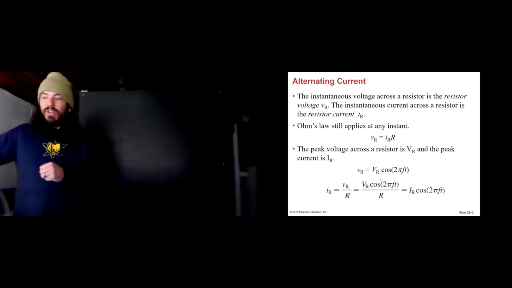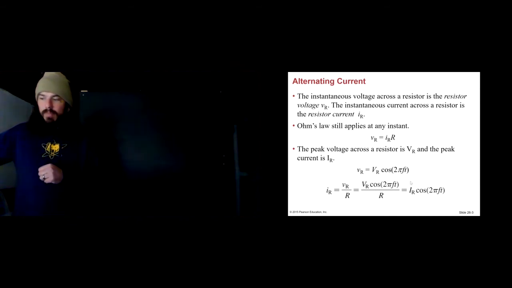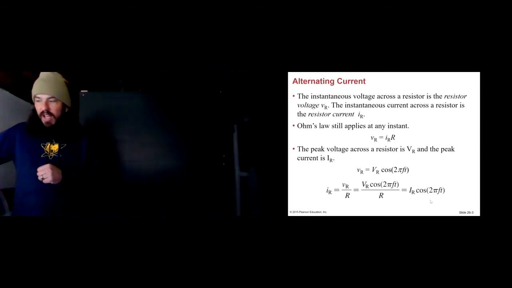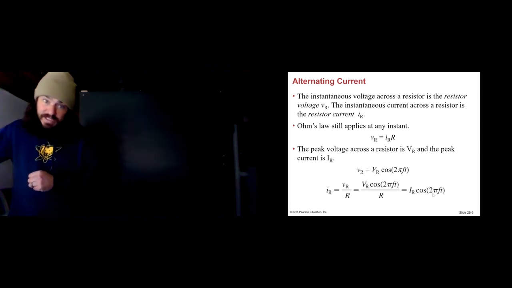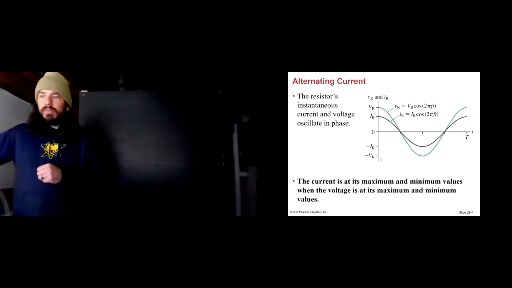And so since we can write the voltage in this way across a resistor, then we can write the current in this way. Again, notice here the instantaneous current is just the peak current times some wiggly function. Again, the 2 pi reminds us we need to be in radian mode. So we could plot these and kind of help us to visualize just a little bit.